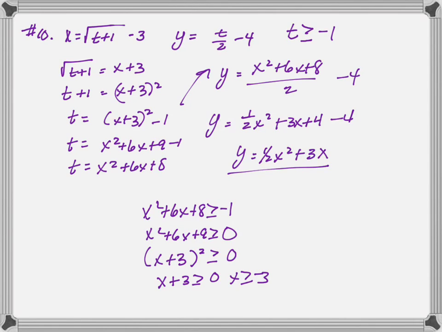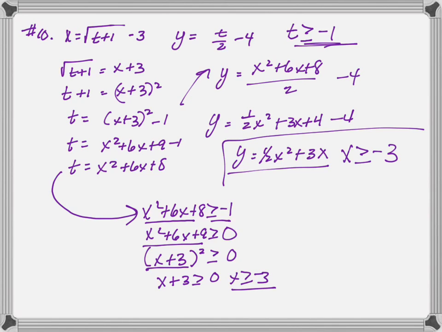So taking what I got for t, and saying that it had to be greater than or equal to negative 1, I added the negative 1 to the other side. So I got x squared plus 6x plus 9 is greater than or equal to 0. Factored that, so I get x plus 3 quantity squared is greater than or equal to 0. X plus 3 is greater than or equal to 0. And so x is greater than or equal to negative 3. So x is greater than or equal to negative 3 would be the restriction on the domain. Let's keep going.